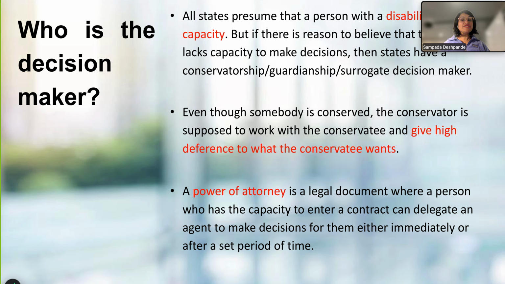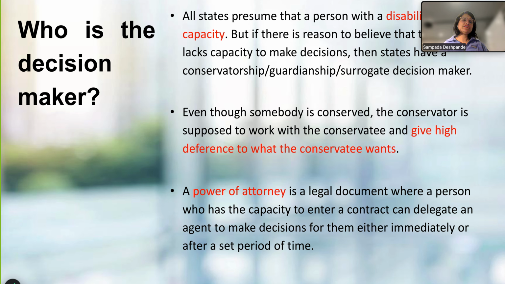Some patients have surrogate decision makers. So even though they are the main decision maker, they have other people who help them with decisions. It's also called supported decision making. And even if a patient has a conservator, the conservator is supposed to give a lot of priority and importance into what the patient wants before giving an approval for some kind of treatment.